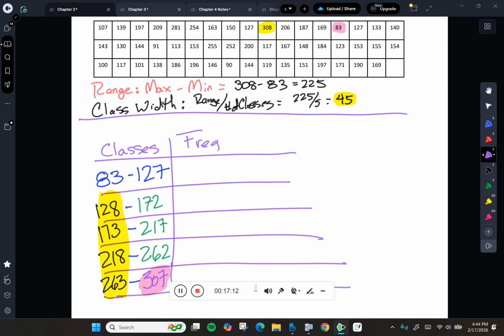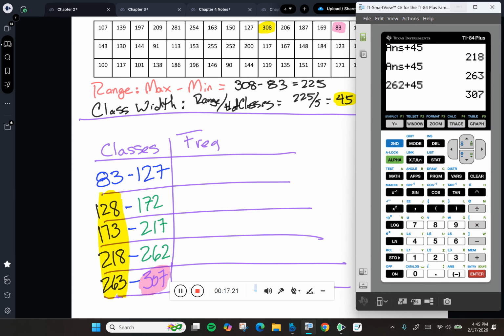And where does our frequency table stop? Well, according to this, it stops at 307. I mean, did I do my math right? Did I do 262 plus 45 right?